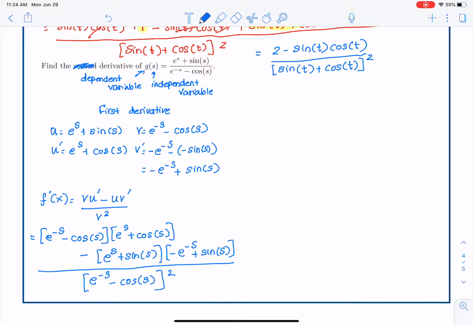I don't want to go to the second derivative because I didn't do chain rule. So let's just stop at the first derivative.